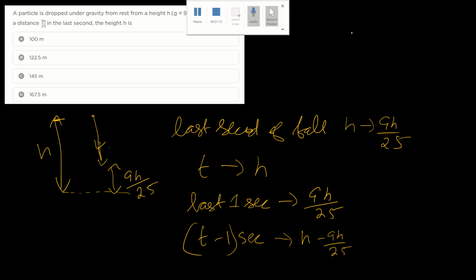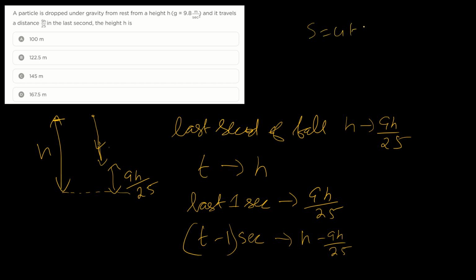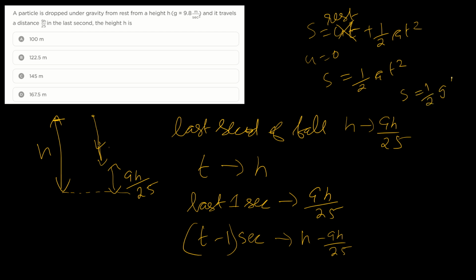Now let us write the continuation at the top. Here we know s. What is the equation for s? s is equal to ut plus half at square. There is no value given for u. It's coming from rest, as mentioned in the question, which means u is equal to 0. So s is equal to half at square. Since it is a free falling concept, we can proceed with s is equal to half gt square.